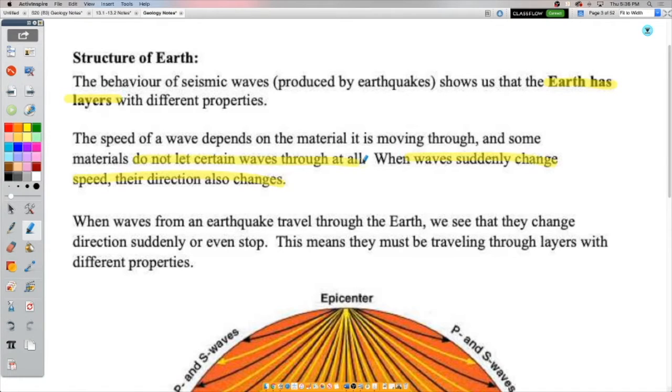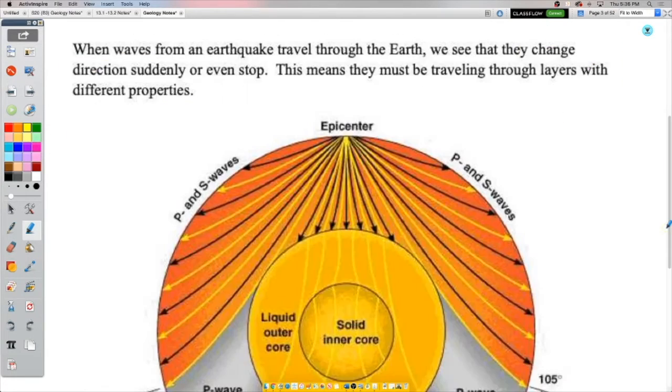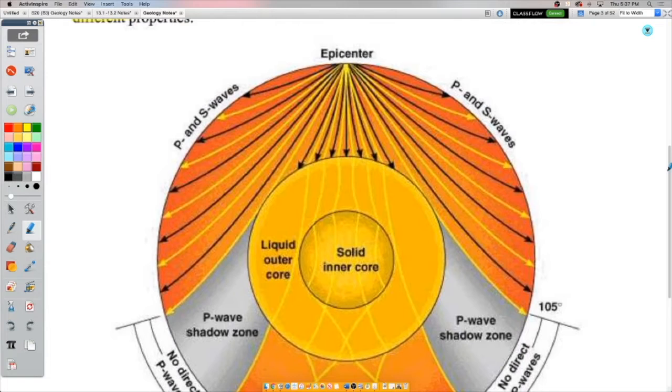What that means is when a wave from an earthquake travels through the earth, we see that they change direction suddenly or even stop. So they must be traveling through layers with different properties. So for example, you can see here, what if there was an epicenter of an earthquake here? If the earth was all made of the same stuff, we would just see the waves all go through no problem. They would just travel through the earth. They would just go around.